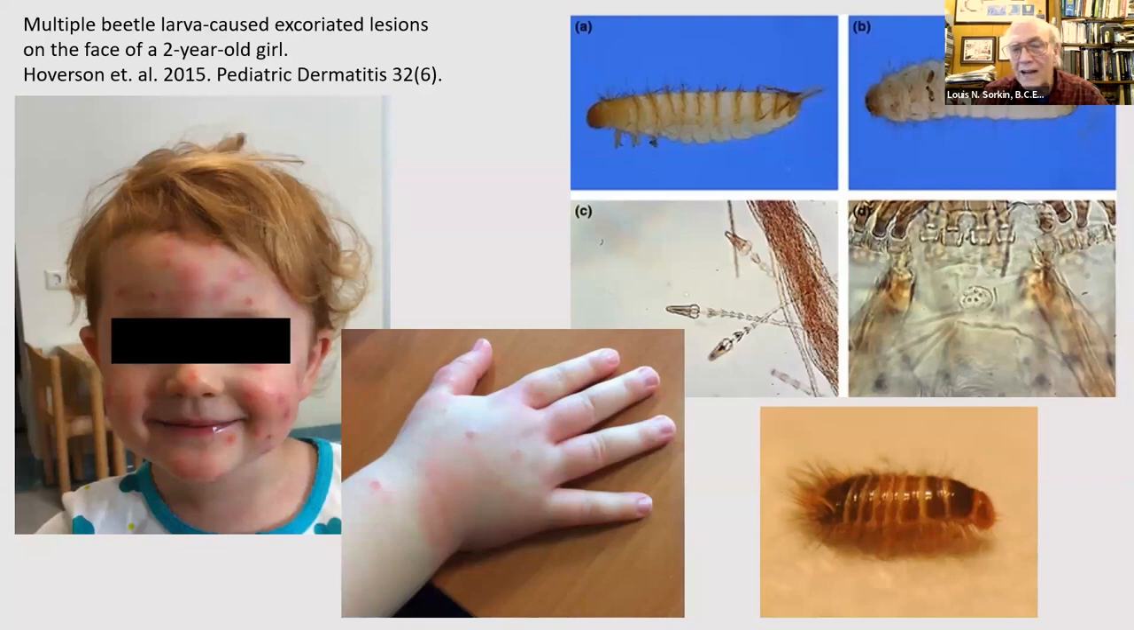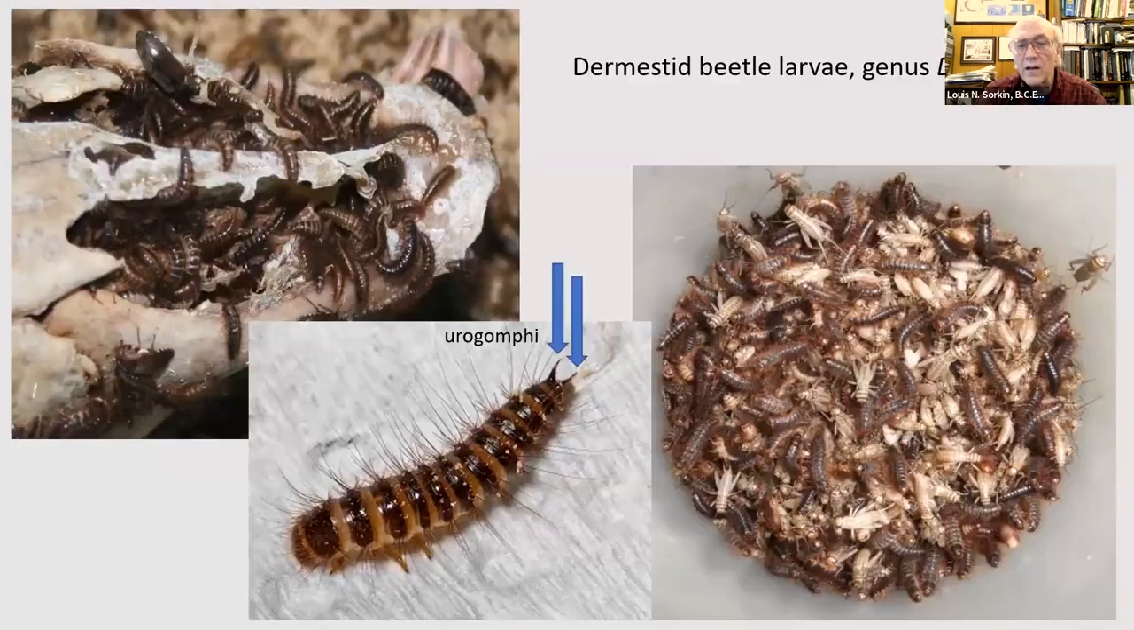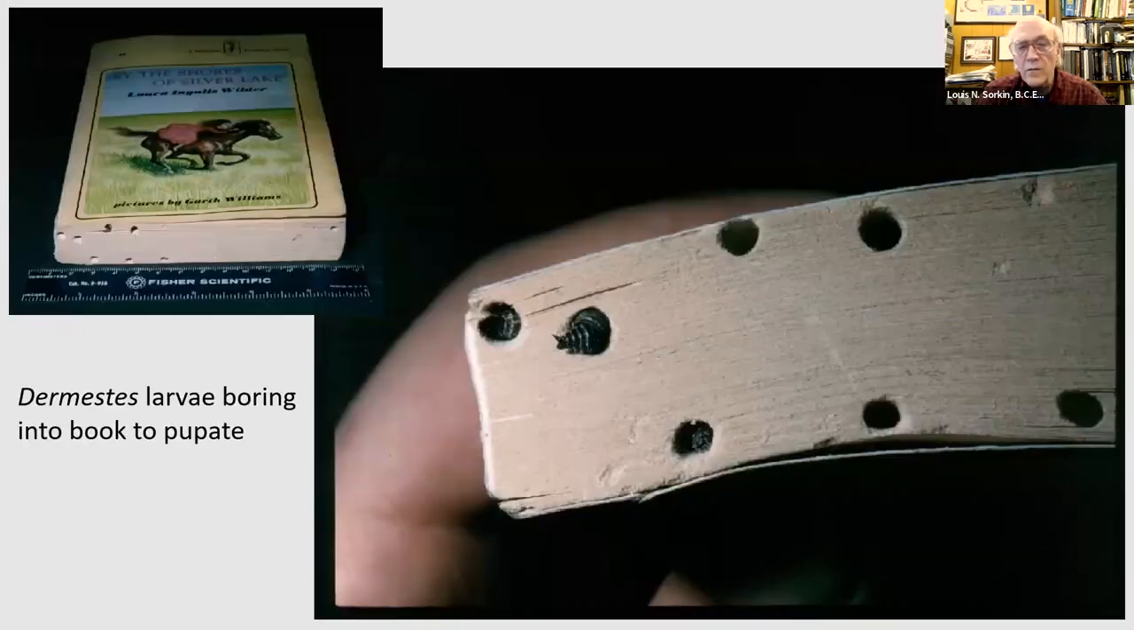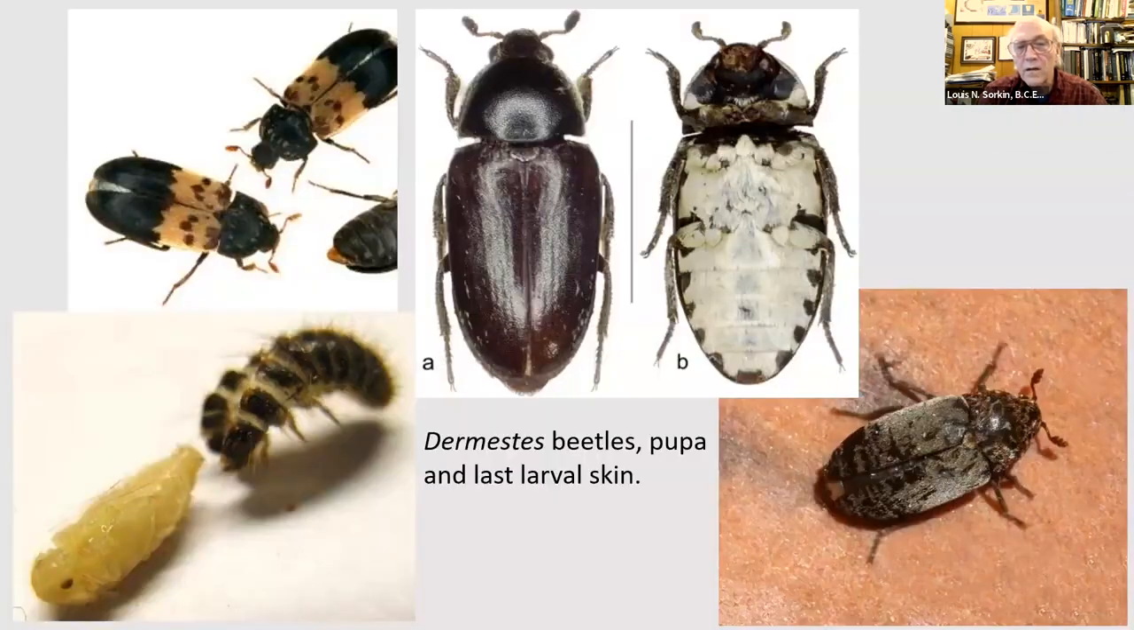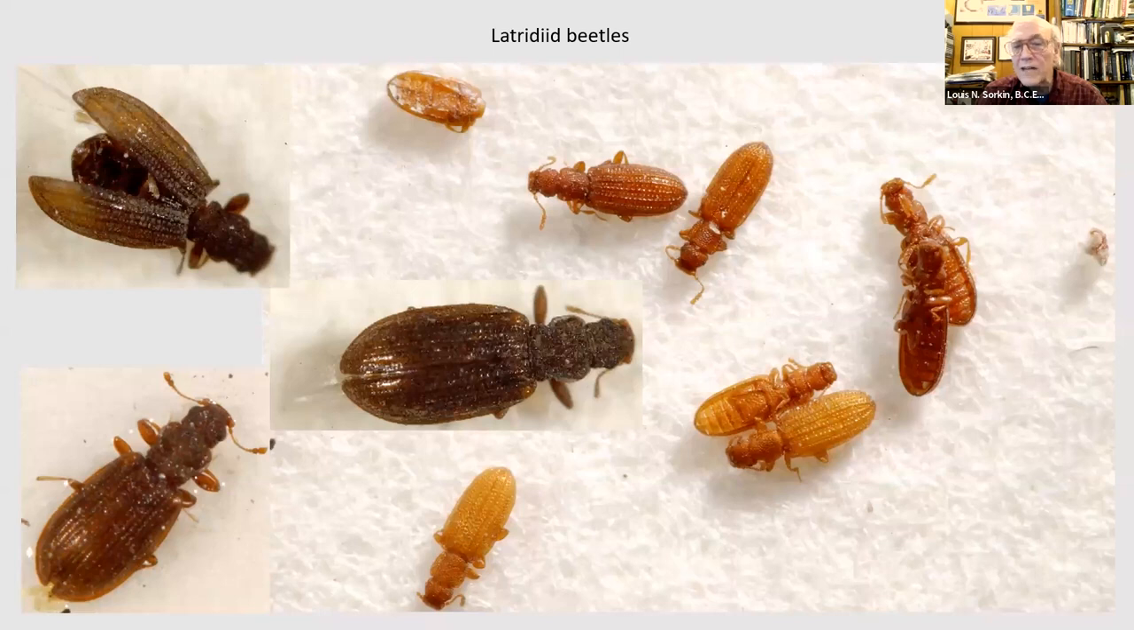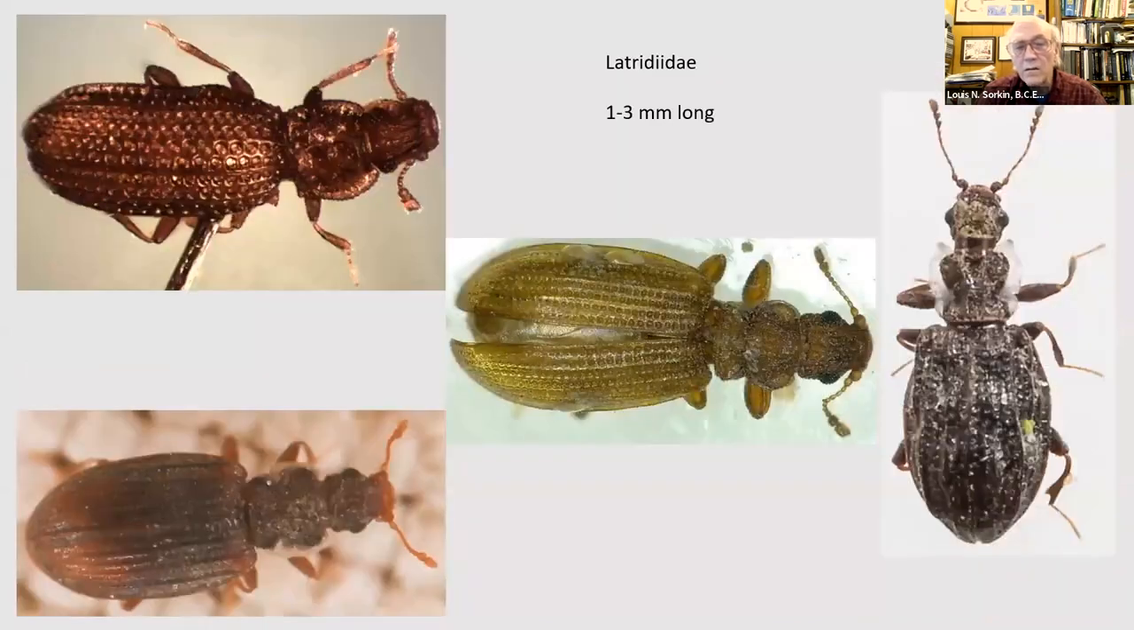And some with the hastisetae, these can cause a dermatitis on particular beetle larvae, the Anthrenus beetles especially, maybe Trogoderma too, as you see here. These are Dermestes that are bored into a book in order to pupate. And more dermestid beetles. These are Latridiid beetles that people think maybe when you find them, they're very small.